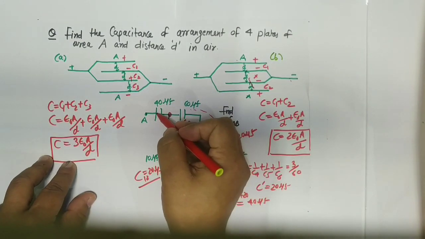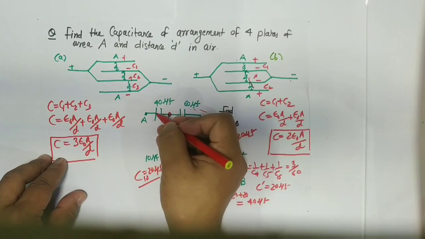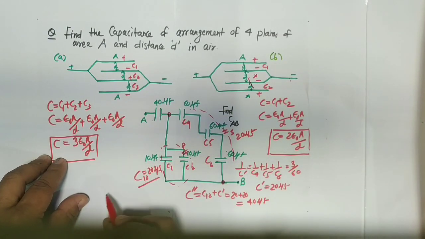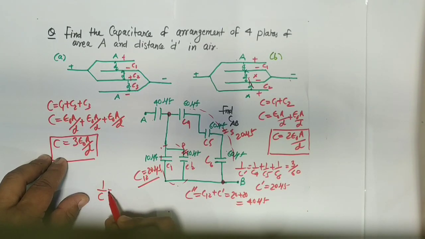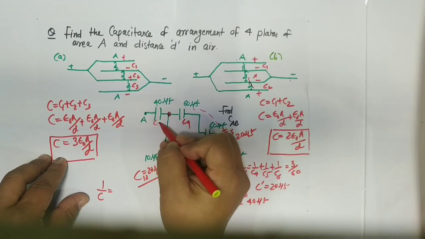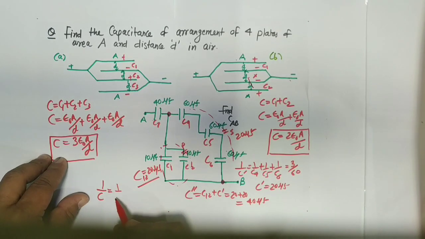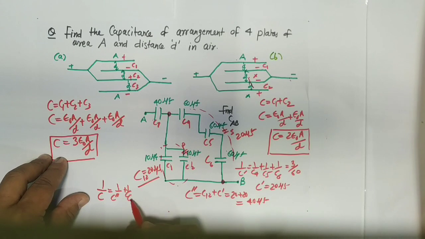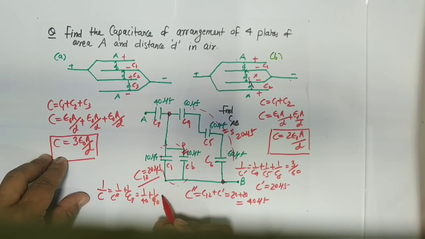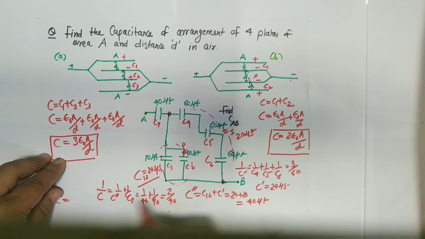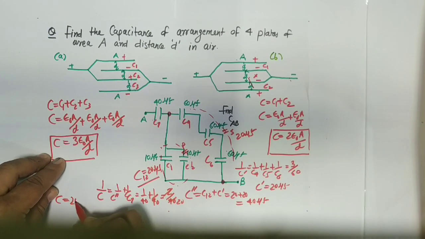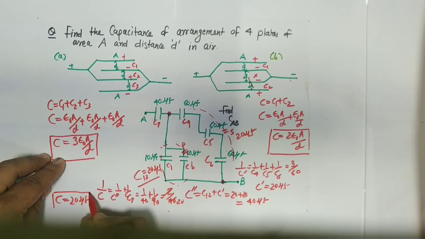And then the last one is in series with them. So at the last, say it is C7, so 1 by C will be 1 by C double dash plus 1 by C7, so 1 by 40 plus 1 by 40. Again you solve it, it becomes 2 by 40, and reciprocate it, the answer will be what? 20 microfarad. So this is the capacitance between A and B.